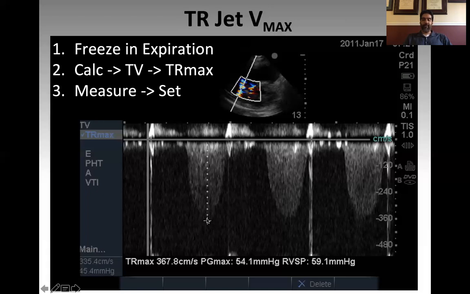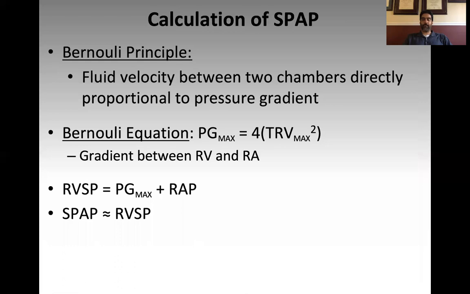When you measure that velocity, I'm just going to correlate with that y-axis there. This is going to give you a bunch of numbers. It's going to give you first the actual velocity in centimeters per second. And then it's going to calculate what's called the pressure gradient between the right ventricle and right atrium. The way it determines that is by using the Bernoulli equation.